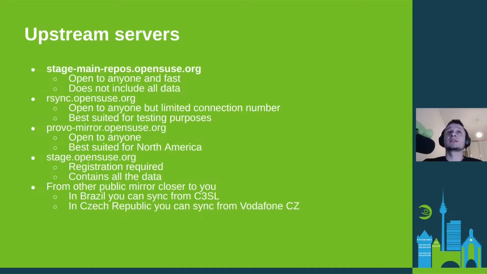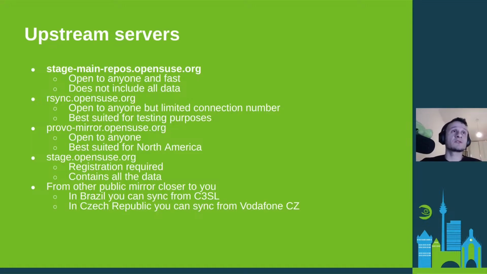And where you can fetch the data from. To become a mirror, you need to fetch files from another server. We have a few servers that you can use. For example, we have stage.opensuse.org, no, I mean repos.opensuse.org. This is open to anyone and it's a fast server. It does not include all the data from the main servers, but it includes the data that you need. So this is the preferred place to fetch data from.